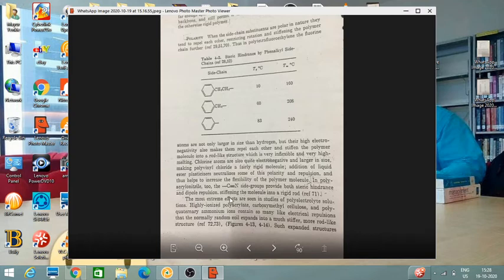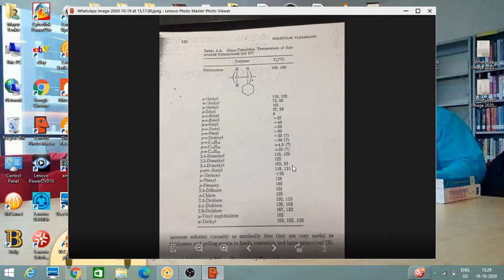The most extreme effects are seen in polyelectrolyte solutions. Highly ionized polyacrylate, carboxymethyl cellulose, and polyquaternary ammonium ions contain so many like electrical repulsions that the normally random coil expands into a much stiffer, more rod-like structure. Such expanded structures increase solution viscosity so markedly that they are very useful as thickeners and gelling agents in foods, cosmetics, and paints.